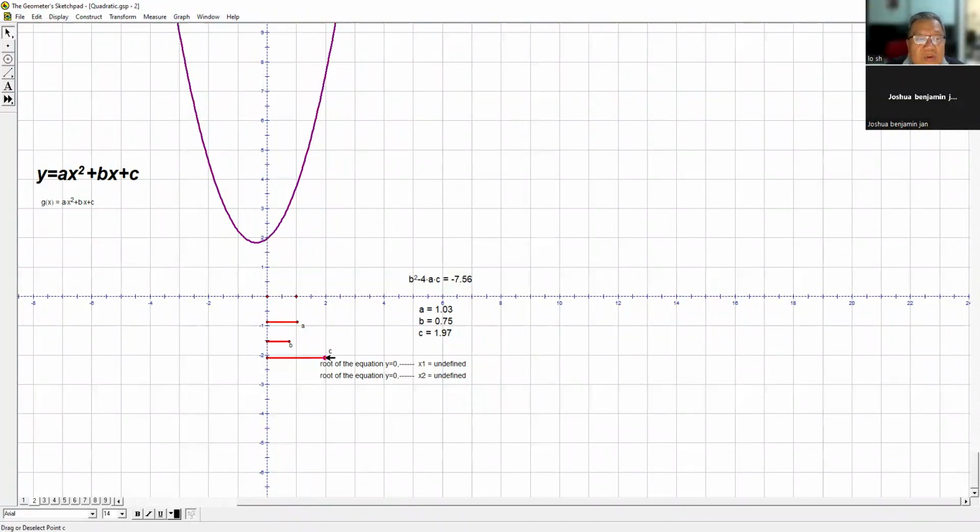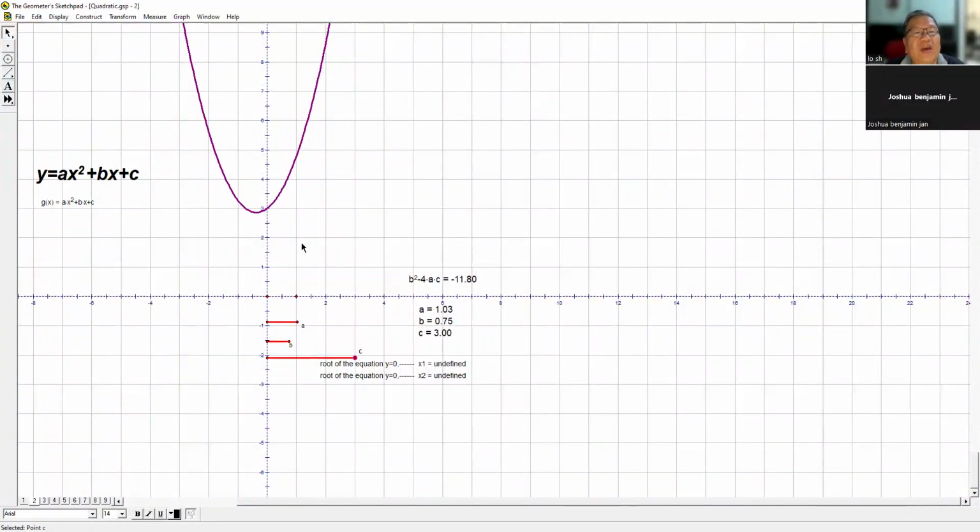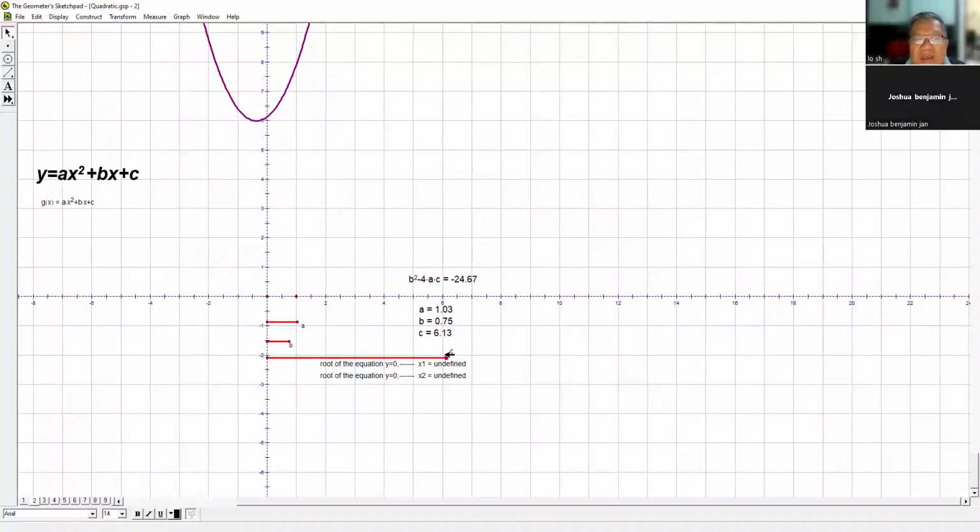Let's say I put c equal to 3. So this is exactly 3, and you see that the curve cuts at 3. And I make it, let's say, 6. Okay, the value of c is 6. And you see that the curve cuts the y-axis at 6. So that means the value of c here is actually the y-intercept. Whatever the value of c here, that is the y-intercept.